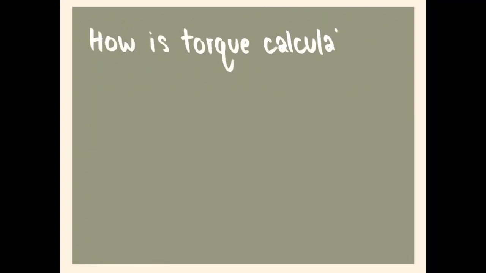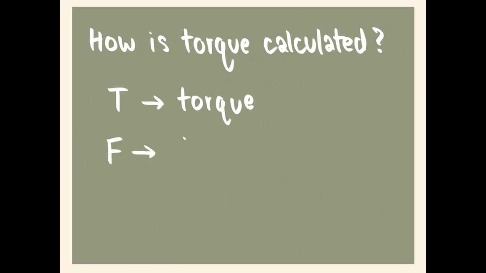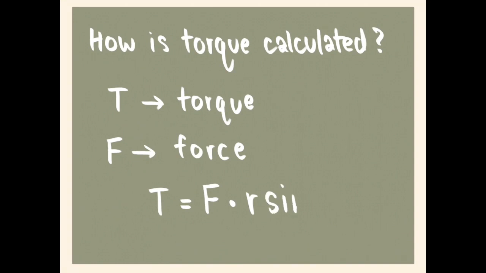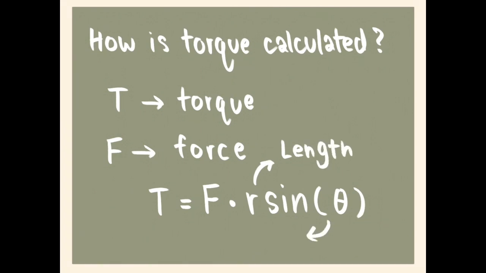Next is how is torque calculated. The magnitude of the torque vector for a torque produced by a given force is torque equal to force times radius times sine theta, where radius is the length of the moment arm and theta is the angle between the force vector and the moment arm.